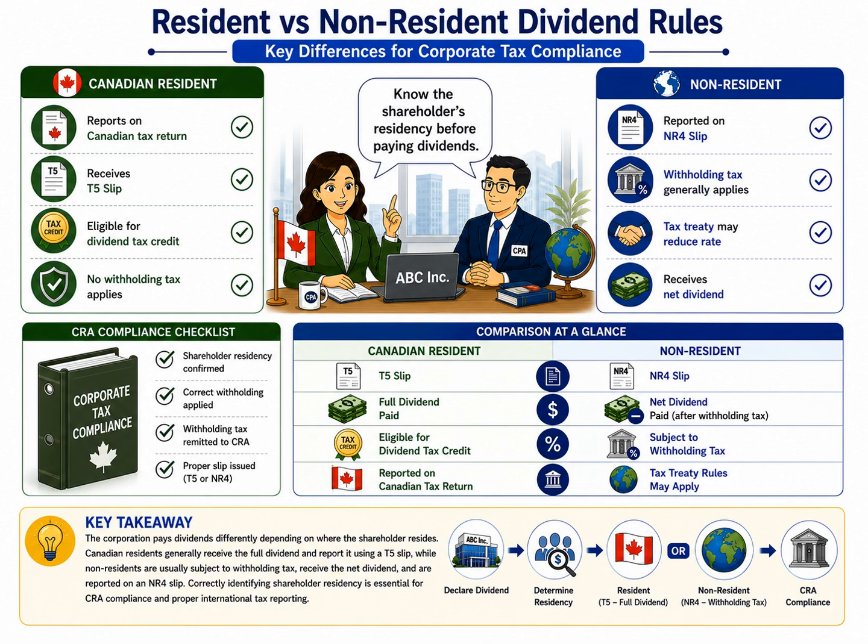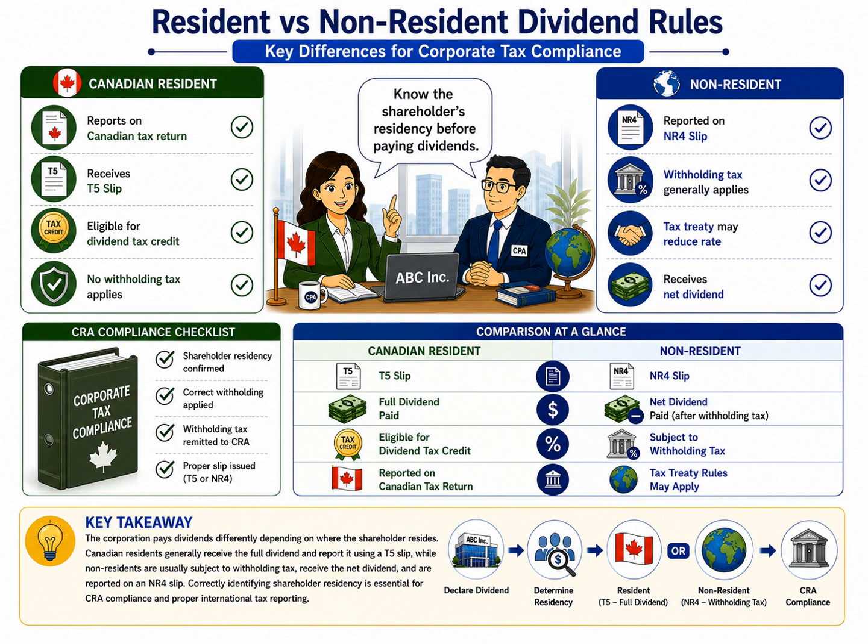As a tax professional, this is one of the most important practical checks you can perform. A mistake in determining shareholder residency can lead to incorrect reporting, missed withholding tax obligations, interest charges, and penalties. Simply asking, "Is this shareholder a Canadian resident or a non-resident?" at the beginning of the process can prevent many costly compliance errors.